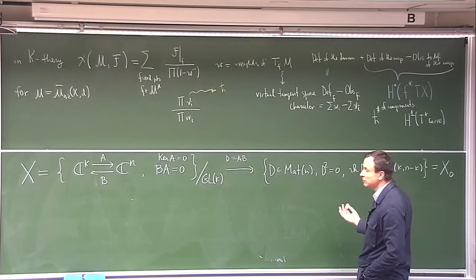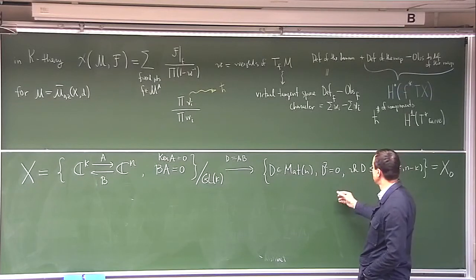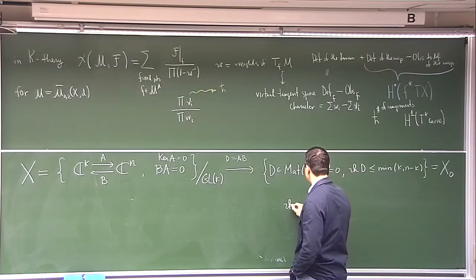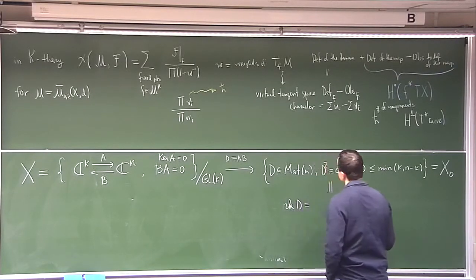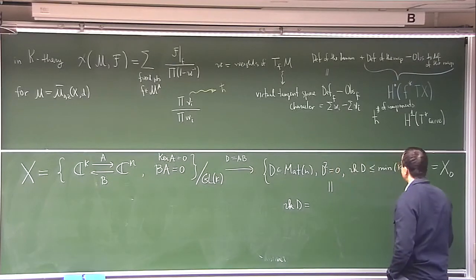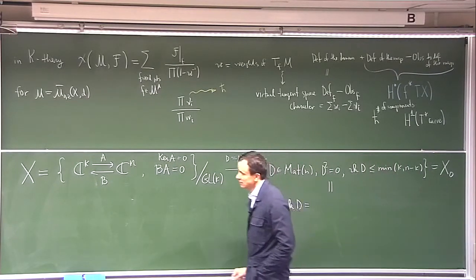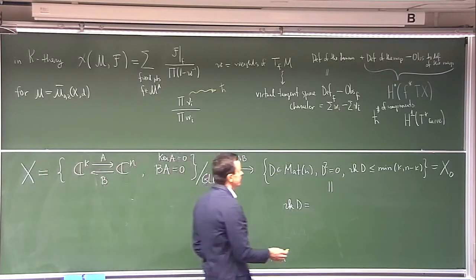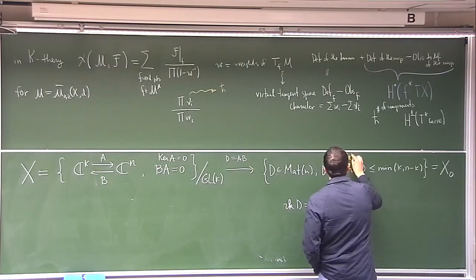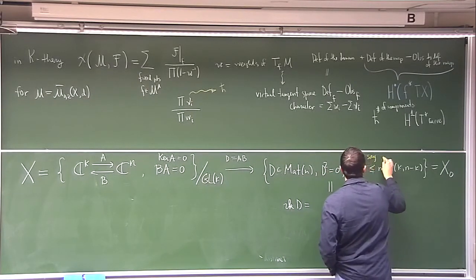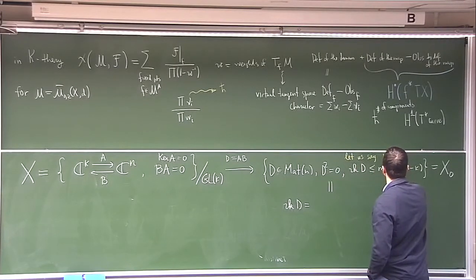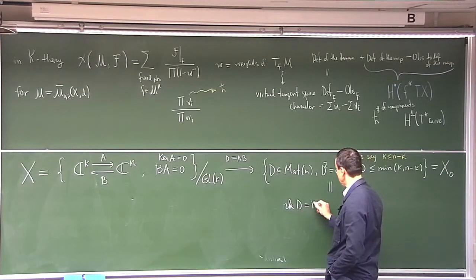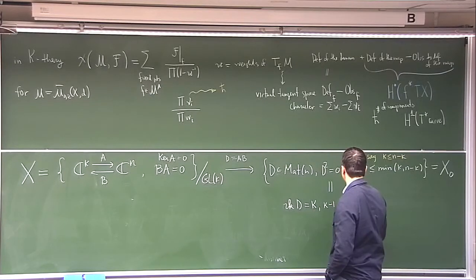The components of the Steinberg variety are parameterized by the strata here. So then this has some stratification. Maybe you take the rank of D. Let's say, for concreteness, let's say that in fact K is equal to minus K. So then the maximal rank can be is K, K minus 1, and so on, down to 0.